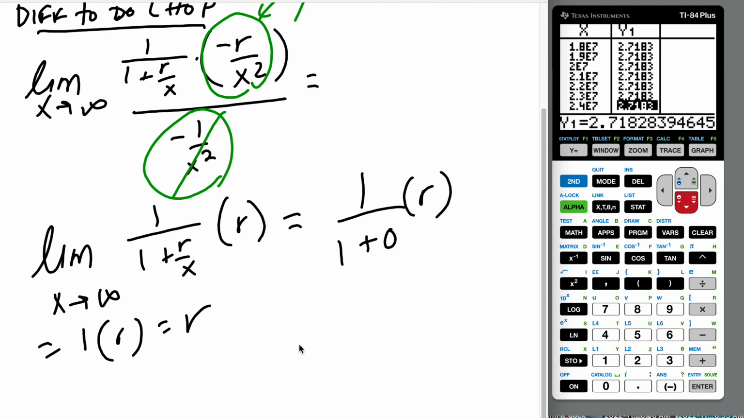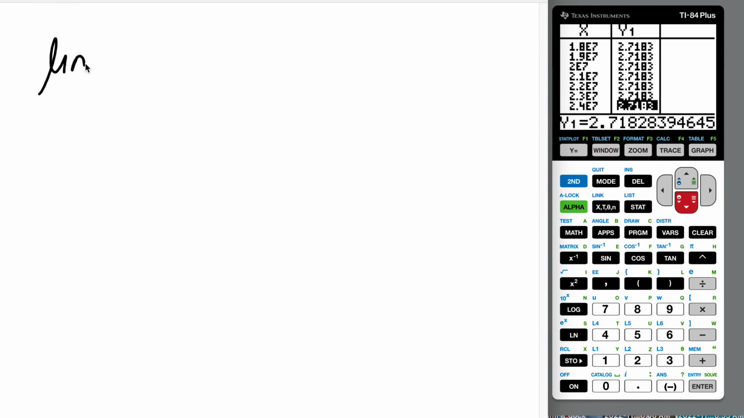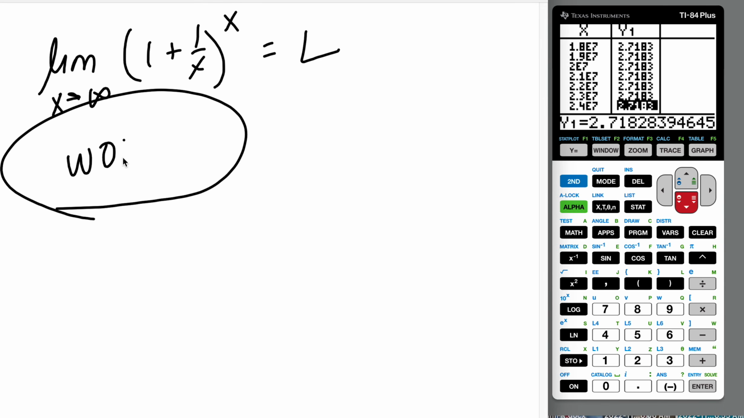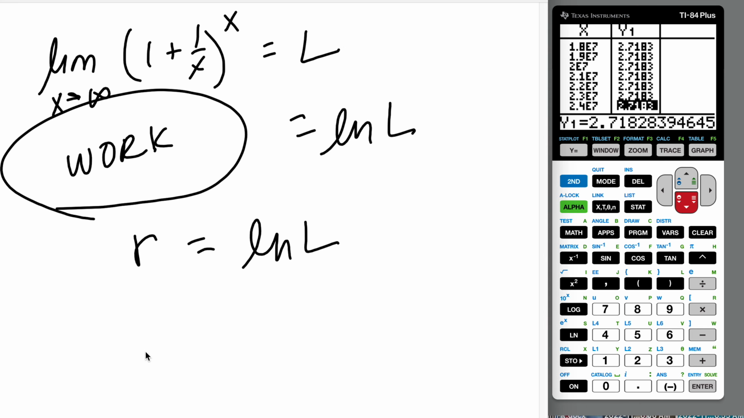And recall that this whole limit at the beginning, as x approaches infinity of 1 plus 1 over x to the x, we had said that was L. When we took the natural log of both sides, we then said that all of that work that we just did was equal to the natural log of L. Well, we got that this limit is r, so r equals the natural log of L. To solve for L, we would exponentiate with e, so I would get that this limit is equal to e to the r.